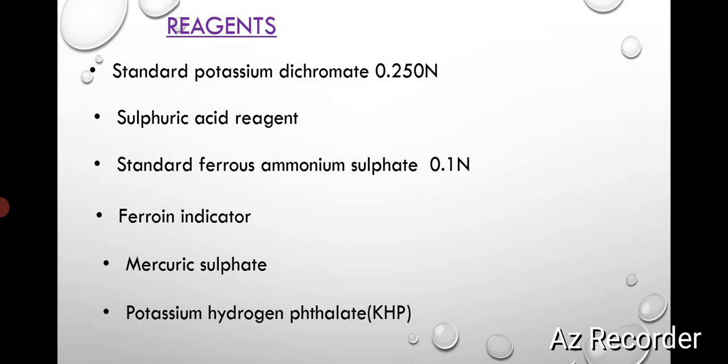Reagents: standard potassium dichromate of 0.250 normality, sulfuric acid reagent, standard ferrous ammonium sulfate with normality 0.1, ferroin indicator, mercuric sulfate, potassium hydrogen phthalate.